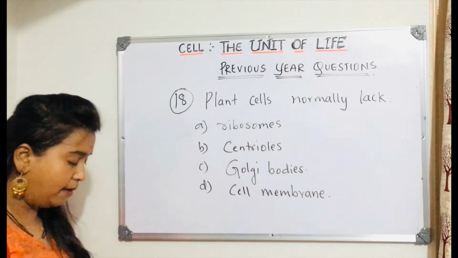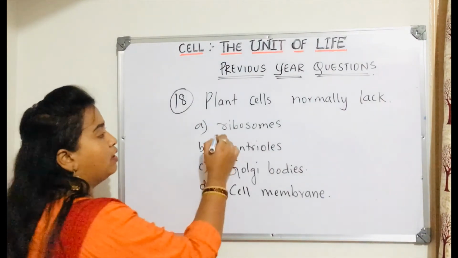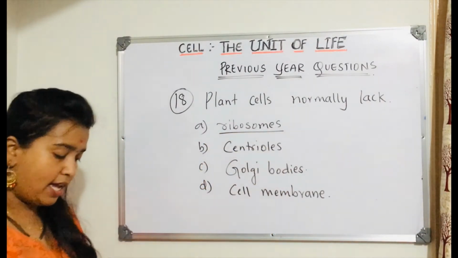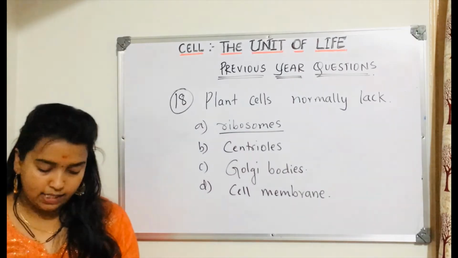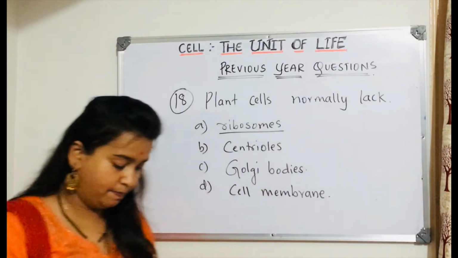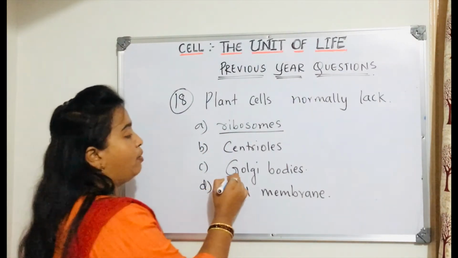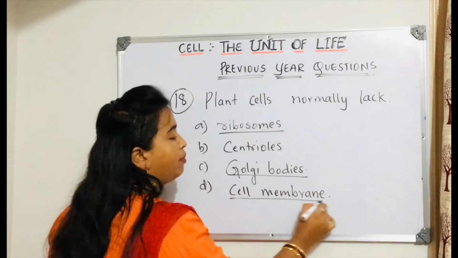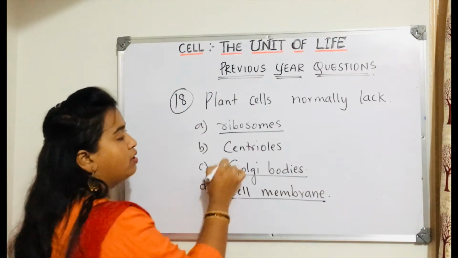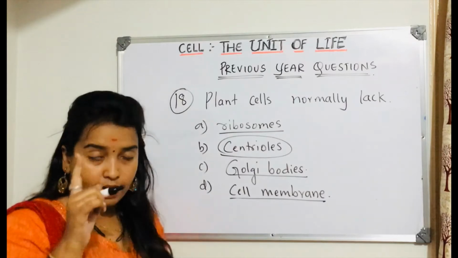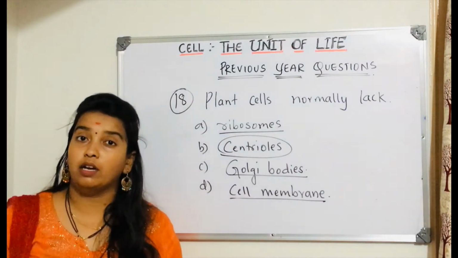Ribosomes, are they present or not? They are present. Which one will you find, 70S or 80S in plant cells? What about Golgi bodies? Cell membrane. Everything is present. What is not found? Centrioles. And what is the thing you will remember here?